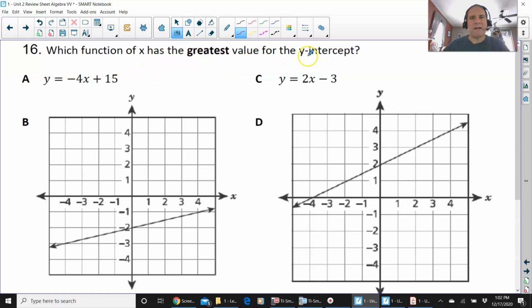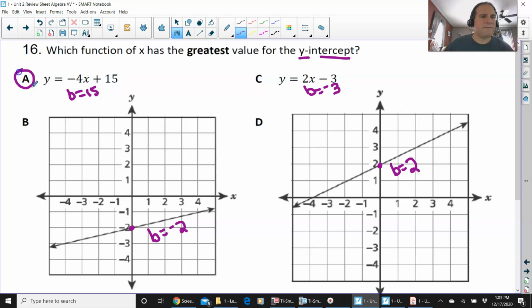Number 16, which function of x has the greatest value for the y-intercept? So this is pretty easy. Y-intercept, just put a dot right there. b equals -2. You notice I rushed to the graphs because you can see it. It's visual. So this is greater than b so far. b for the y equals 2x minus 3 is -3. And b for this one is 15. The greatest is 15. A is your answer.